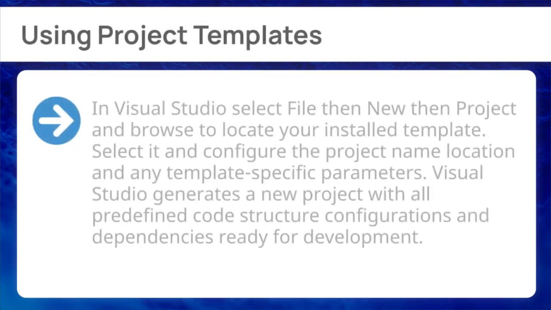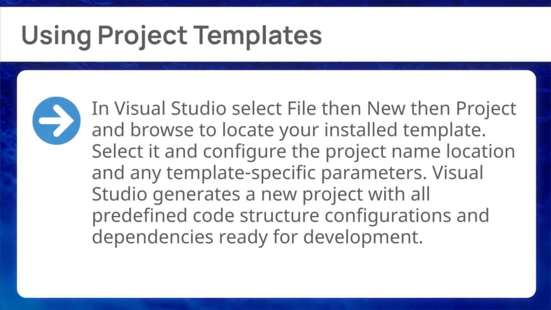Next, using project templates. In Visual Studio, select File, then New, then Project, and browse to locate your installed template. Select it and configure the project name, location, and any template-specific parameters. Visual Studio generates a new project with all predefined code structure, configurations, and dependencies ready for development.